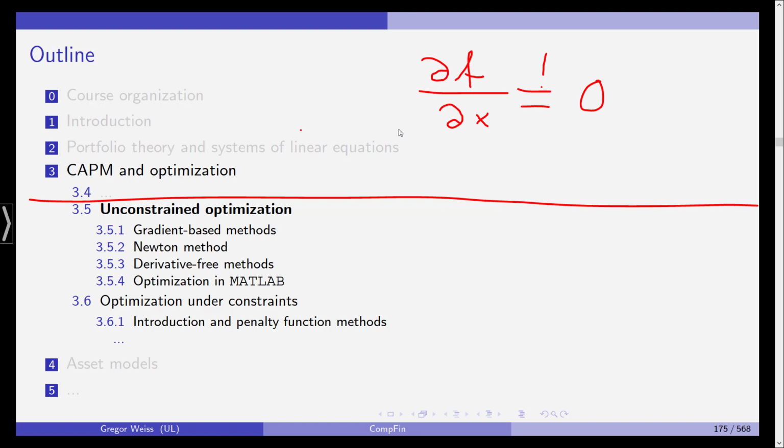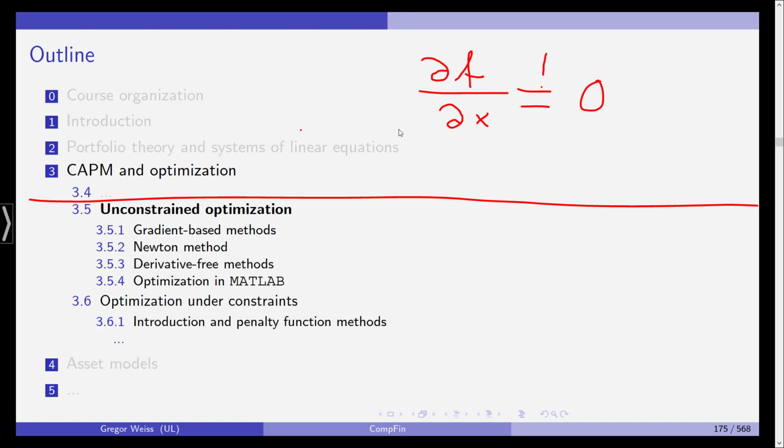Last week we talked about the theory behind the capital asset pricing model, and we saw that in portfolio theory and portfolio optimization we are naturally led to optimization methods, and this is what we will be looking at today. We'll start with unconstrained optimization, that is optimization without constraints, in German Optimierung ohne Nebenbedingungen. We will look at some very classic methods, gradient-based methods, Newton methods, but also some heuristics that are derivative-free.